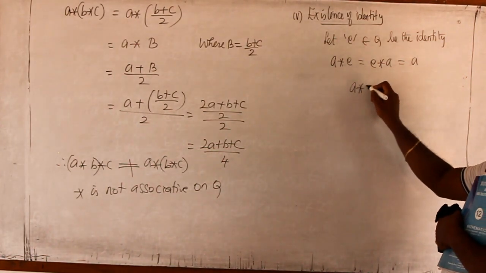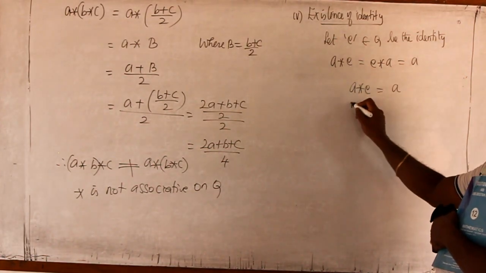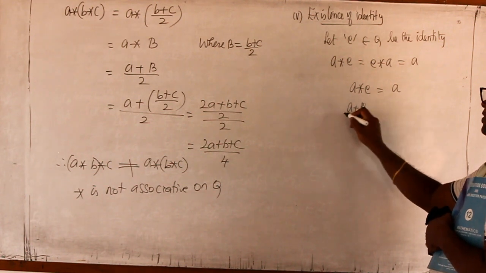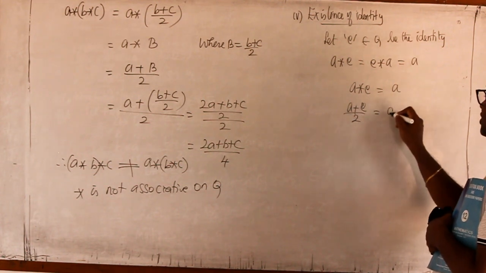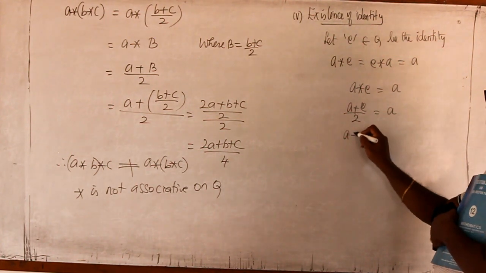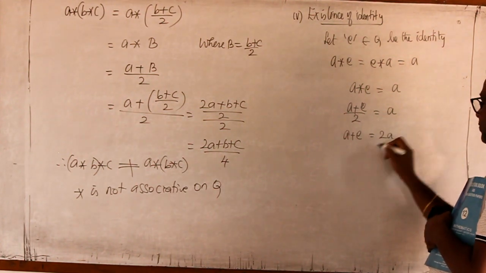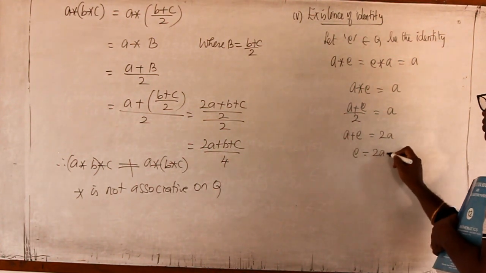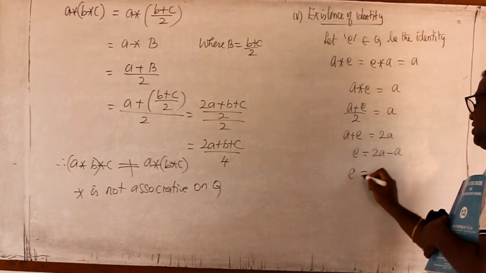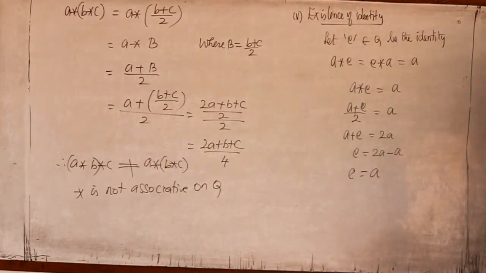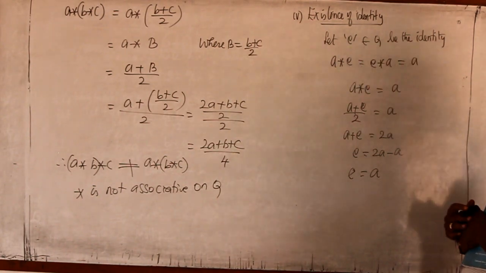So, A star E must be A. That is A plus E by 2 equals A. A plus E is 2A. I have to find E. So 2A minus A, E equals A, I am getting. But remember, A is already in the Q.